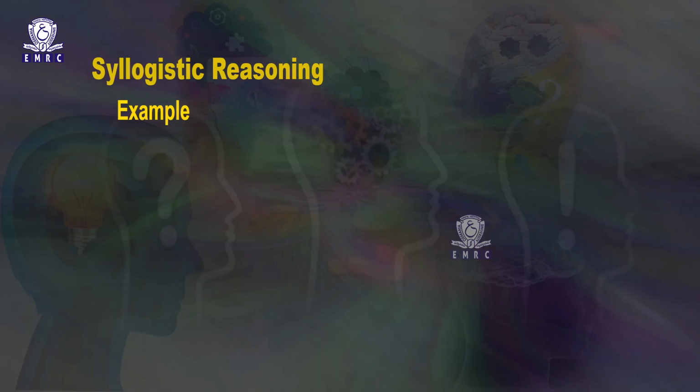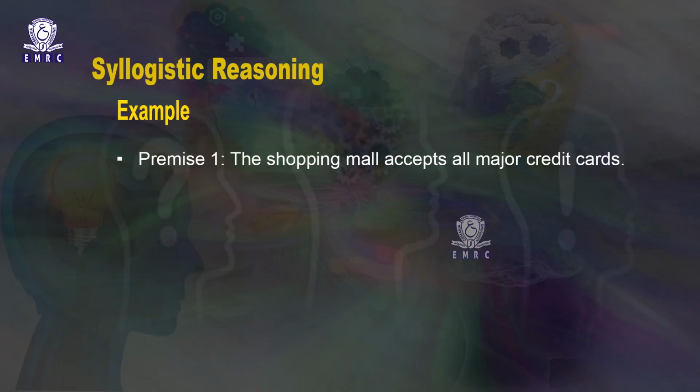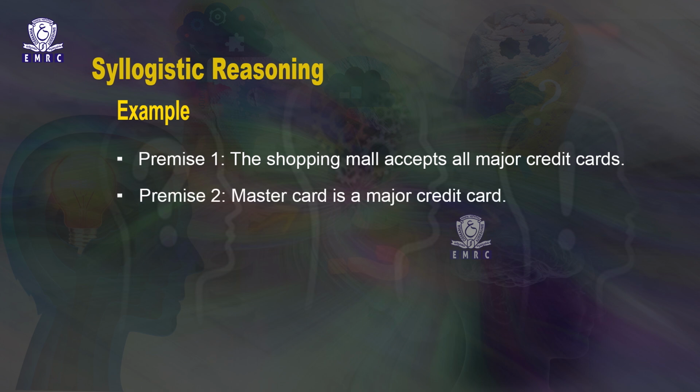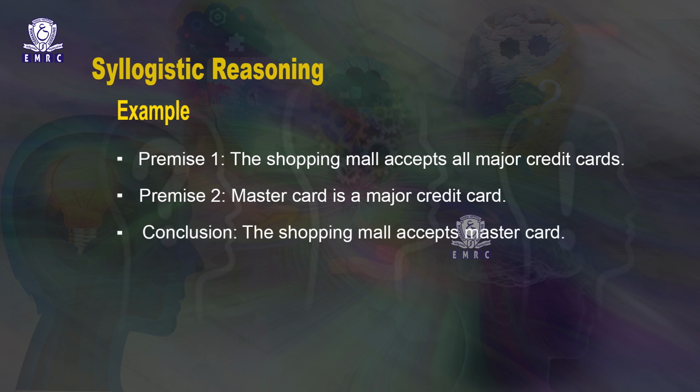So, the important thing to remember is there will be two premises, just like any other, but one is a major premise, the second one is a minor premise. So, let us take another example. Premise 1: the shopping malls accept all major credit cards. Now, the second premise is: MasterCard is a major credit card. Then what will be the conclusion? The conclusion will be the shopping mall accepts MasterCard.